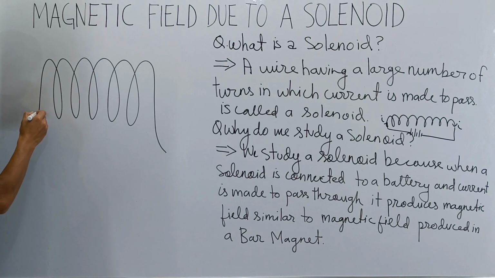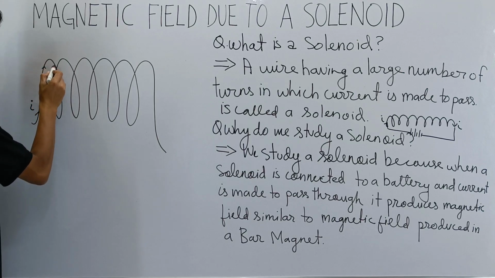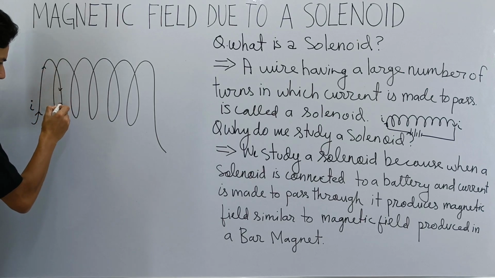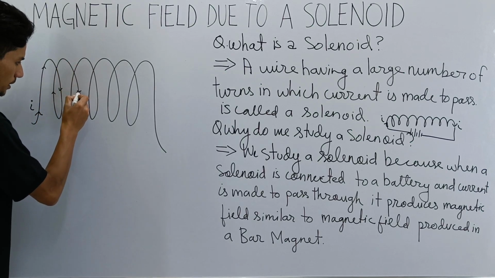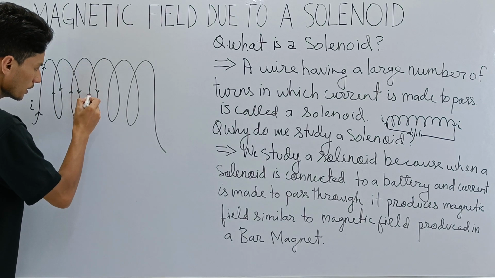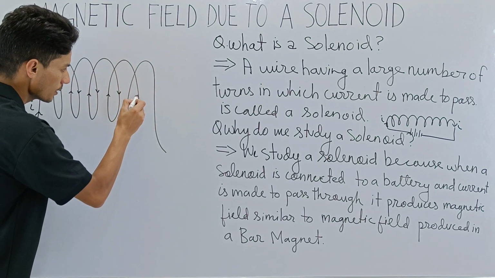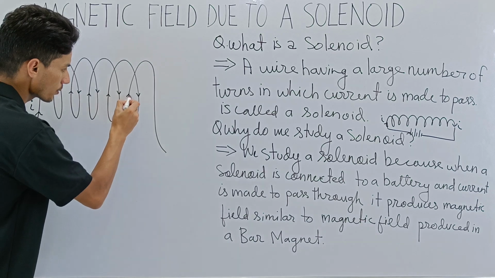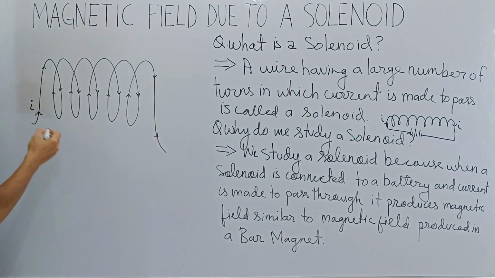Now let us indicate the direction of current passing through this wire. Let the current enter from this end. Let's say current I is entering. The current will enter here, pass through this wire, and it's a loop now, so the current will go down and then climb up again. Then again it goes down, takes a turn, and climbs up. These arrows indicate the direction of current in this solenoid. Finally it will exit from here. The same current which entered will exit out.